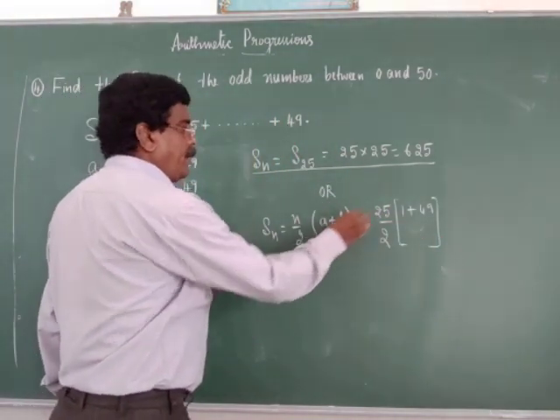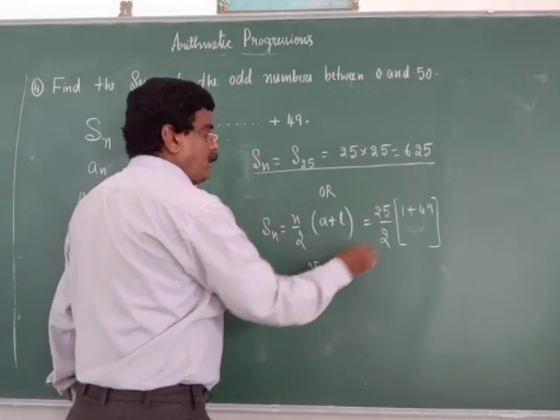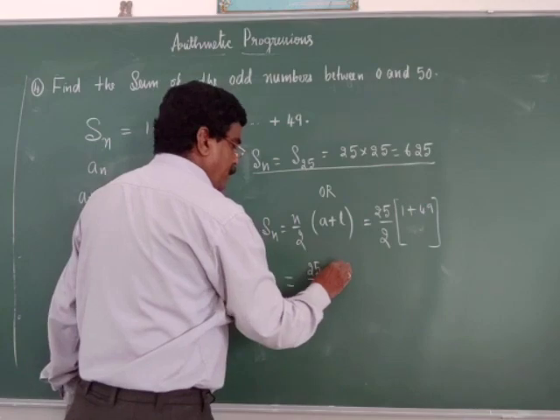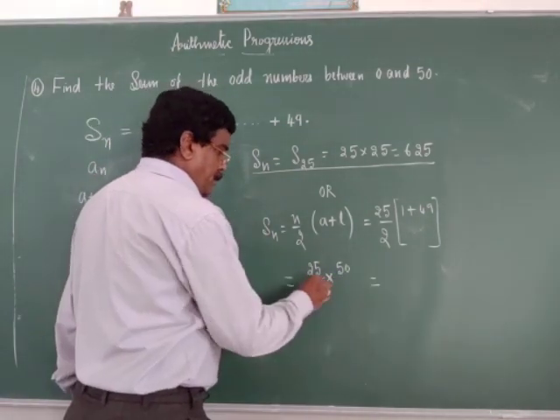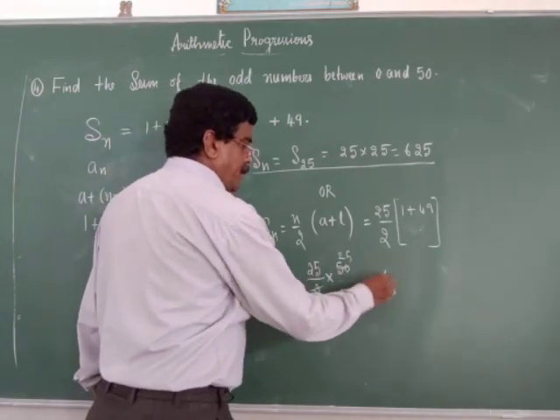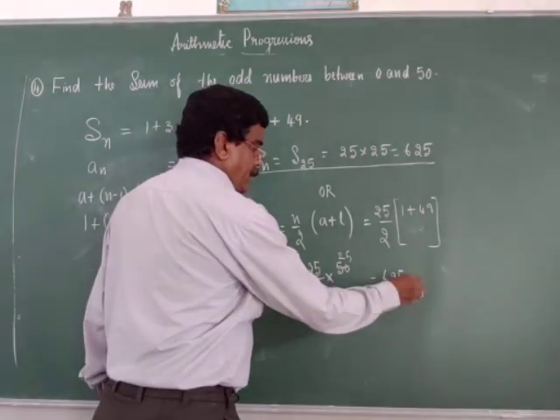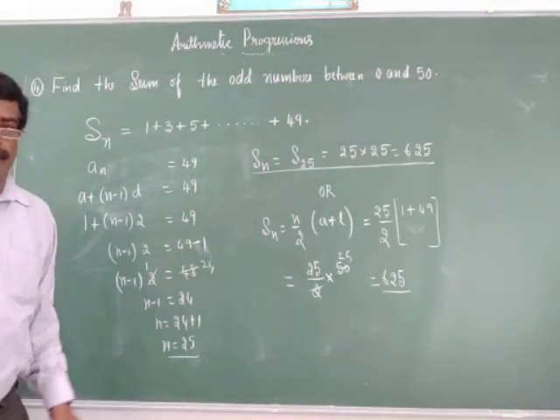So you will be getting 25 by 2 as it is, into, say, 49 plus 1, it is 50. Or you can cancel these, 2 ones are 2, 2 twenty-fives are 50. Say 25 into 25 is nothing but again 625. And directly you can write this after getting the nth term. Be careful, children.